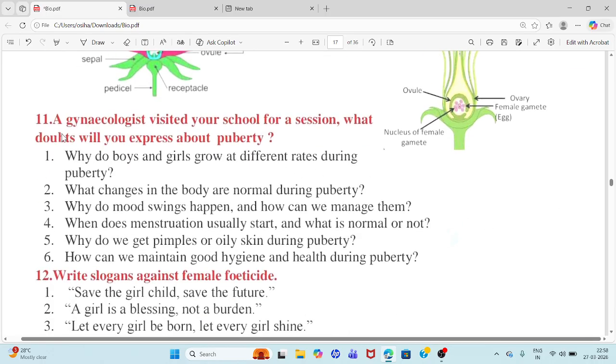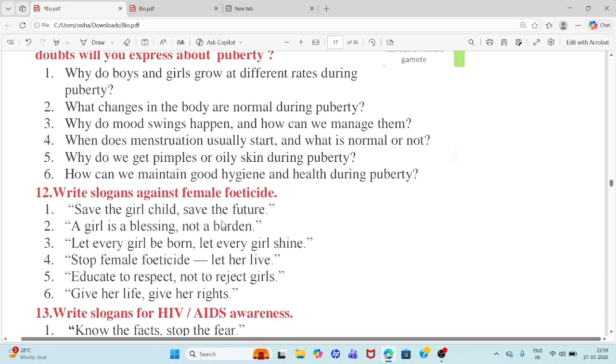11th question. A gynecologist visited your school for a session. What doubts will you express about puberty? You can ask questions. So like this, you can ask questions.